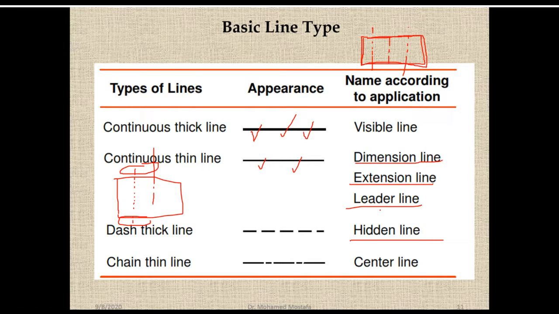There is also the hidden line. If you have any hidden details or any hidden feature that you need to express in your drawing, better to draw that as a chain or series of small dashes side by side, just as some kind of special language between us as engineers and the technicians. And the last one is the chain thin line.